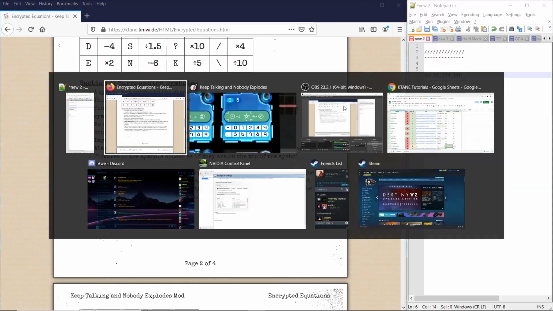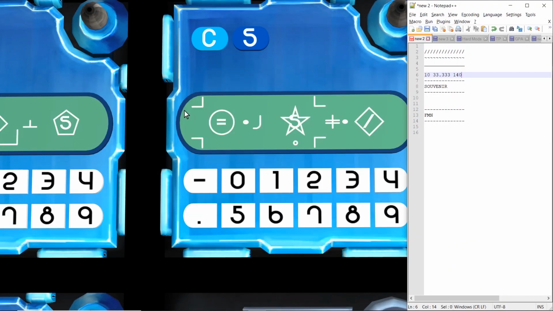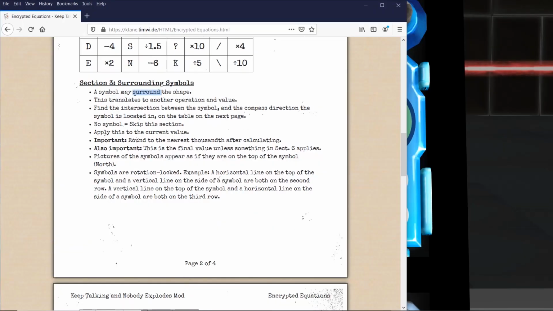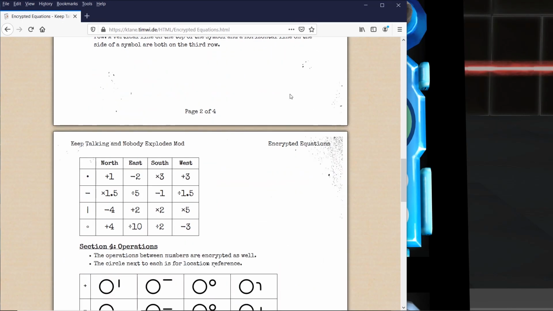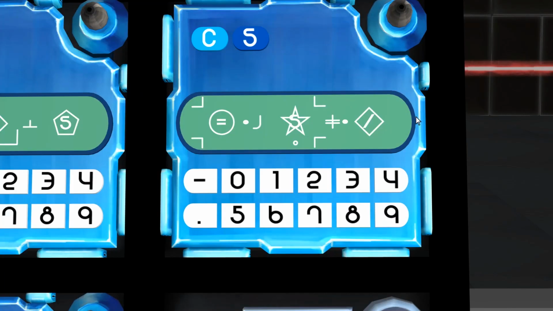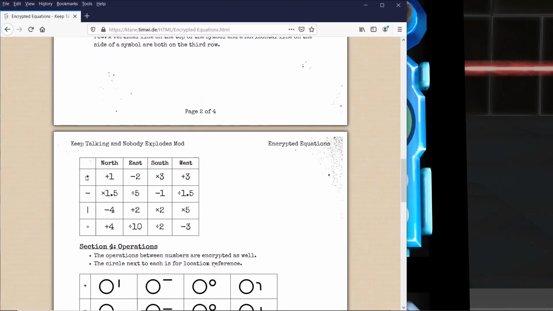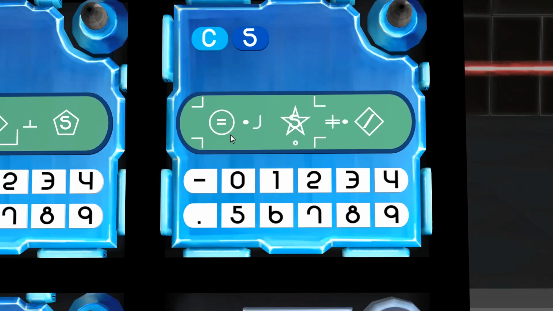Now we're going to have surrounding symbols. As it states here, a symbol may surround the shape, meaning it's not guaranteed. This is not good. Okay. So you have initial shapes over here, like dots, empty dots, horizontal lines, and vertical lines, and they basically rotate around the initial shape.